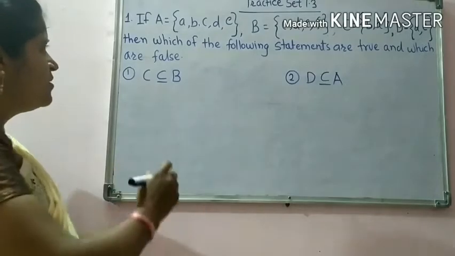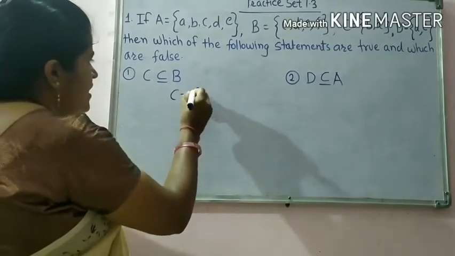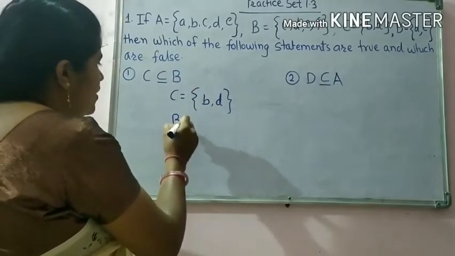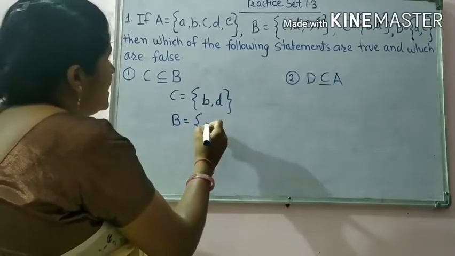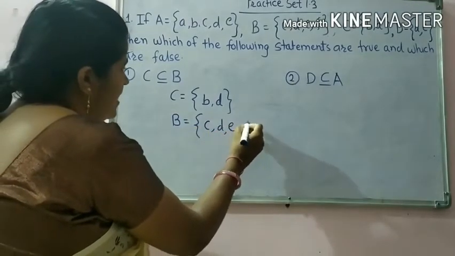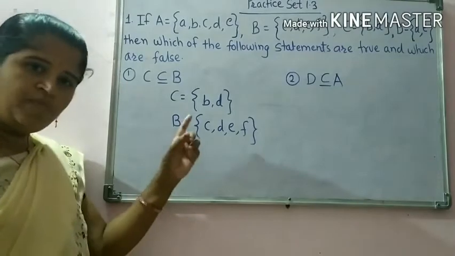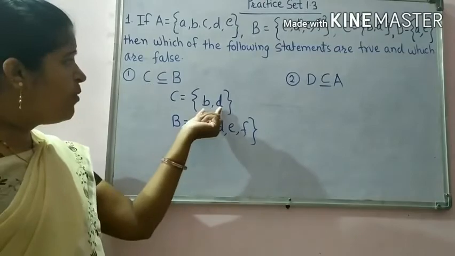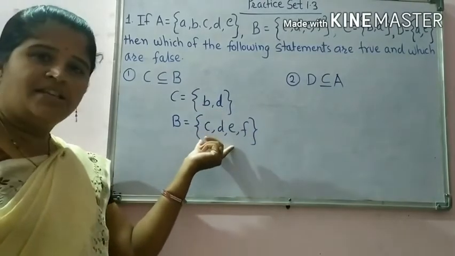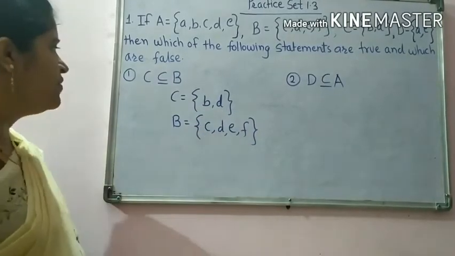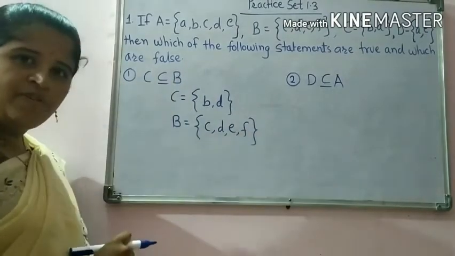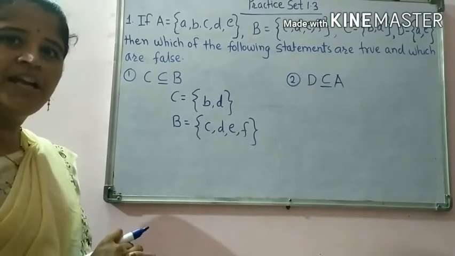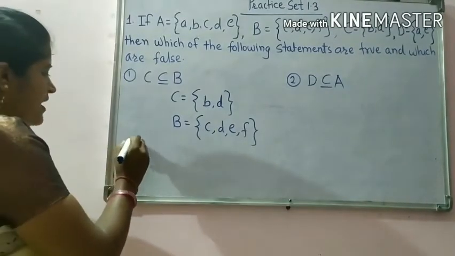So what are the elements of set C? C is equal to {B, D} and set B is equal to {C, D, E, F}. Now observe both the sets. Here the elements B and D, both the elements are not present in the set B, and therefore C is not a subset of B. Therefore the given statement is false. So how will you write the answer of this? The given statement is false.